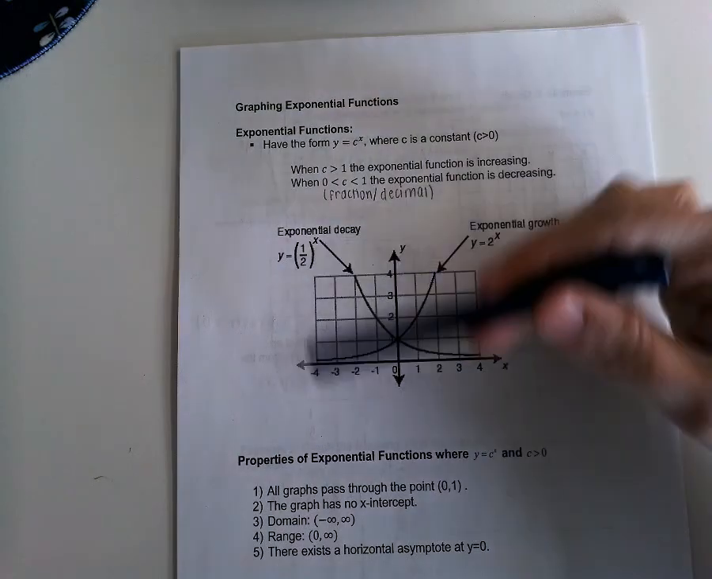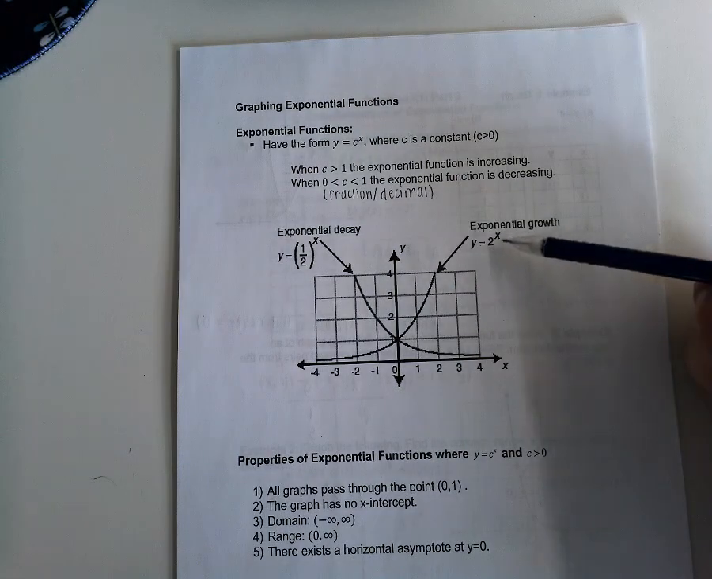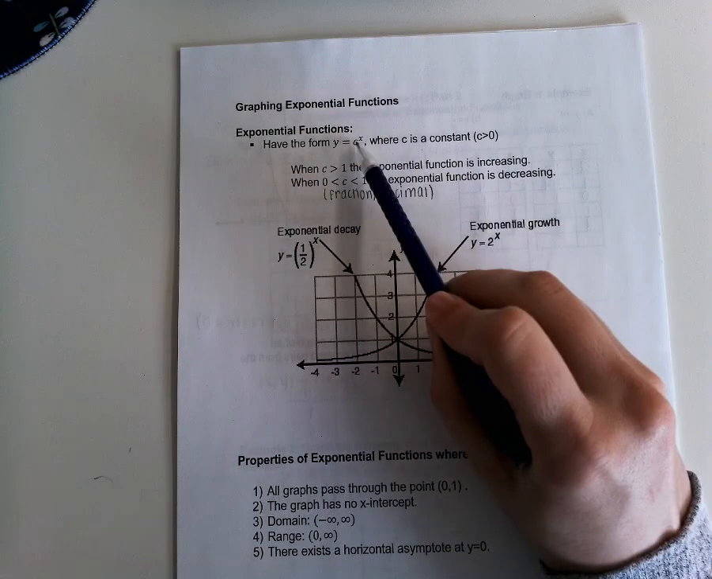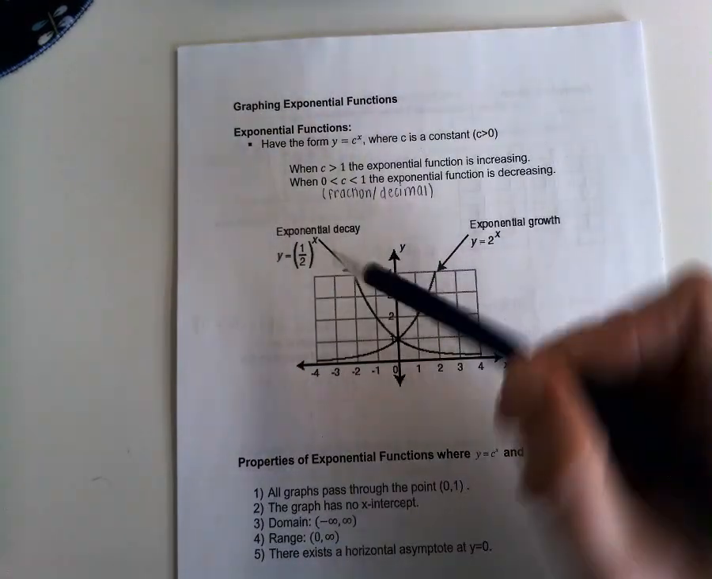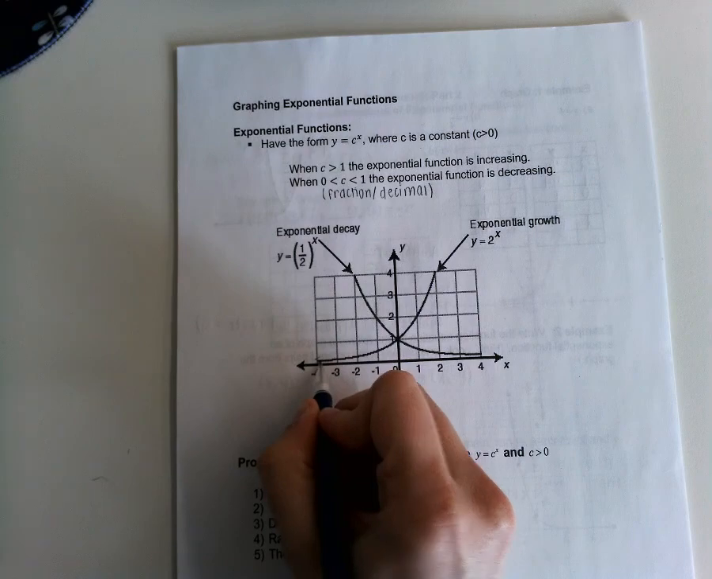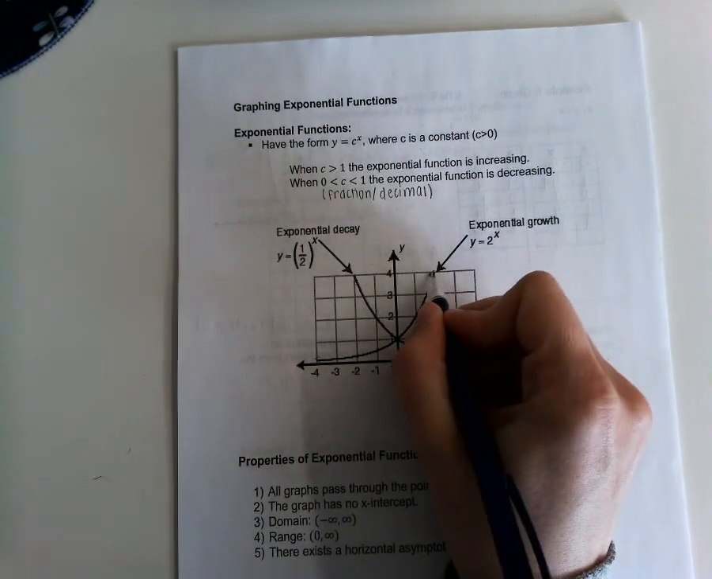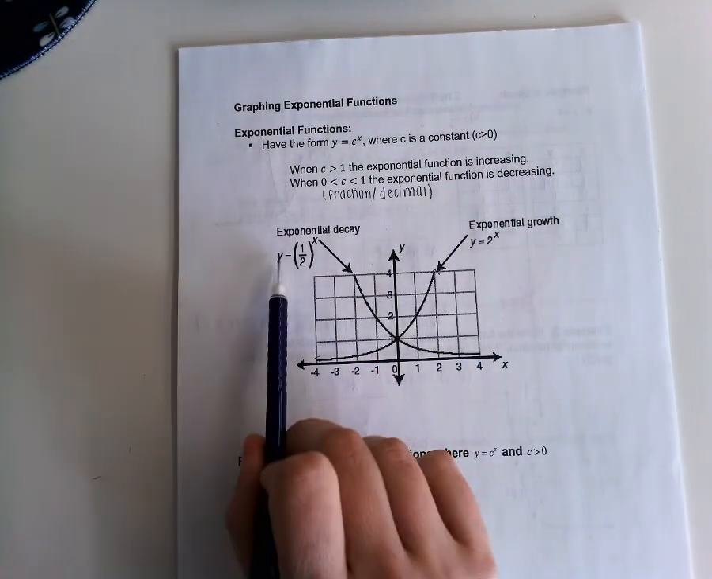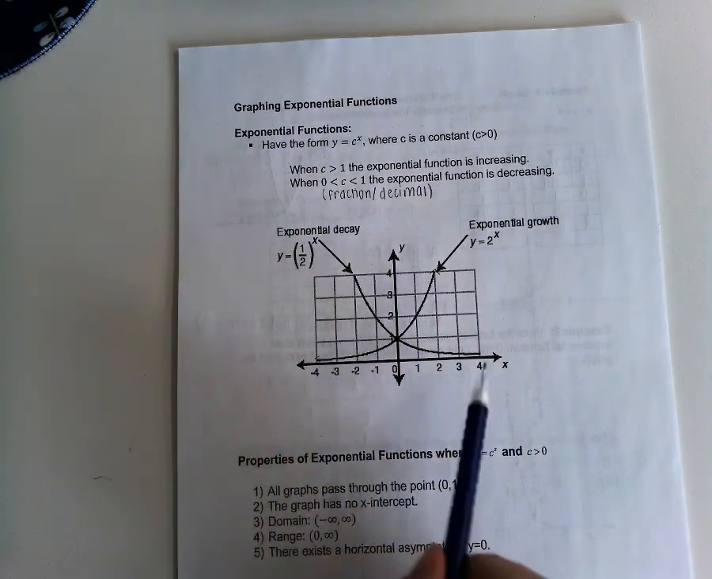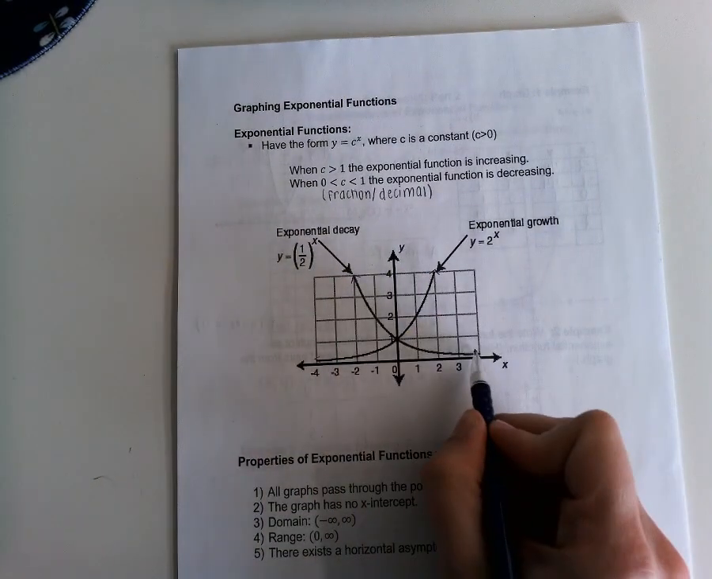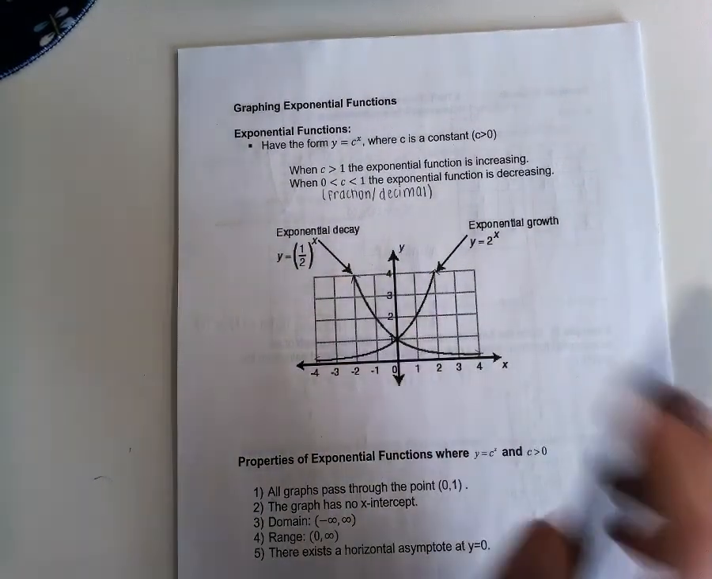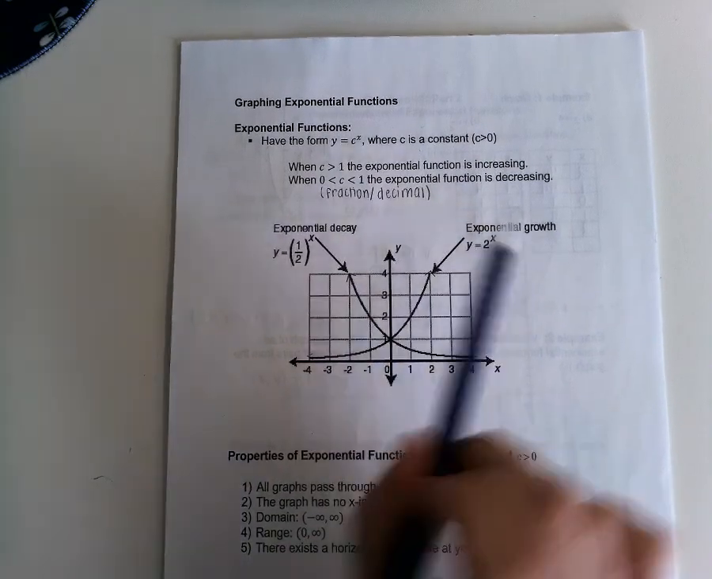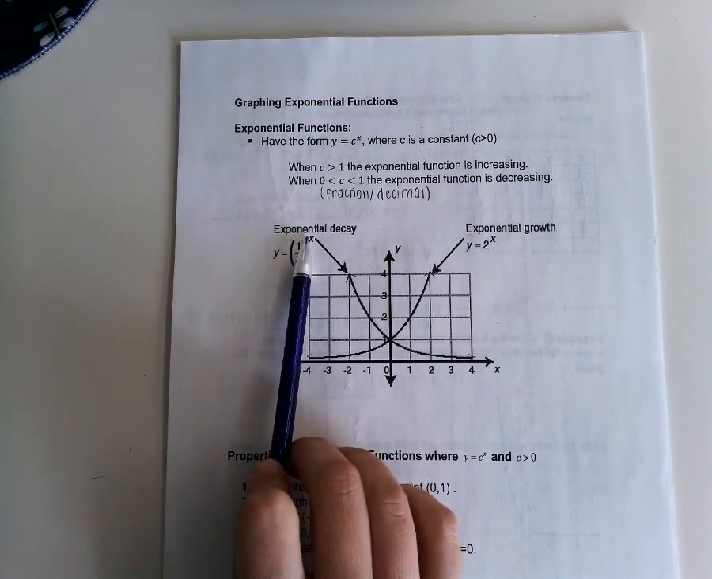So on this table here, you can see the graph of y equals 2 to the power of x. So where the c value, the constant value, is 2, you can see that this function is going up and it will increase. Whereas when it's 1/2, it will decrease. And those should have arrows on the end. So this is exponential growth, whereas this is exponential decay.